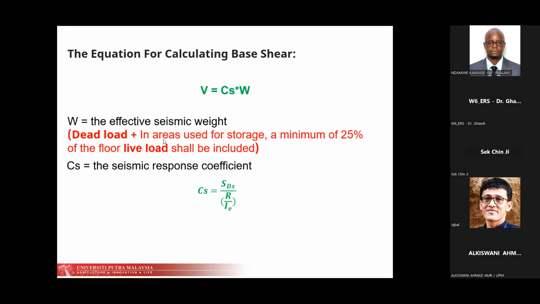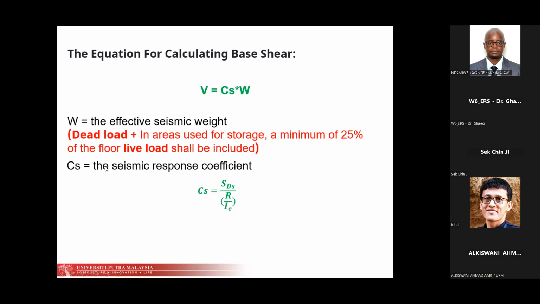The ASCE code says that in areas used for storage, a minimum of 25% of the floor live load shall be included. So we don't have a problem with the effective weight, but the Cs term is different from code to code. And in this session, we will describe it from the ASCE code.